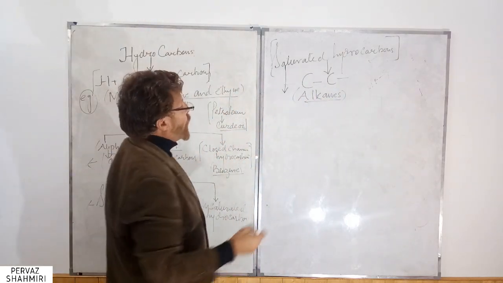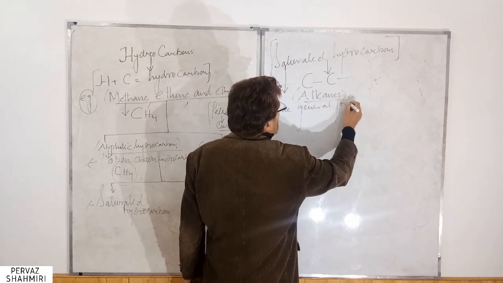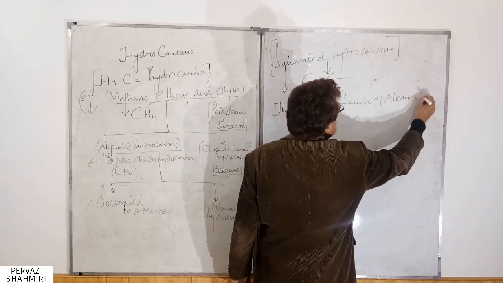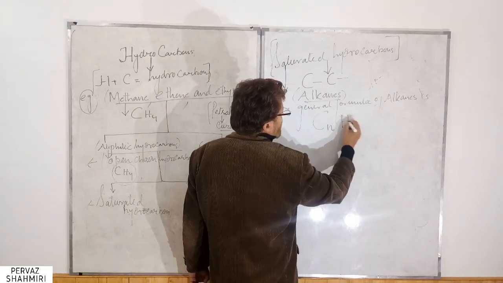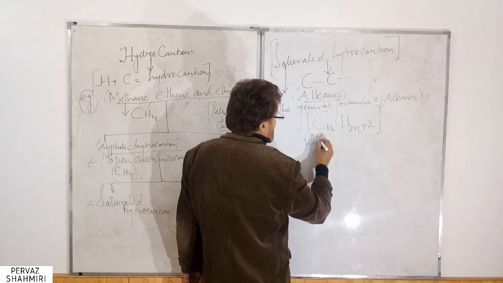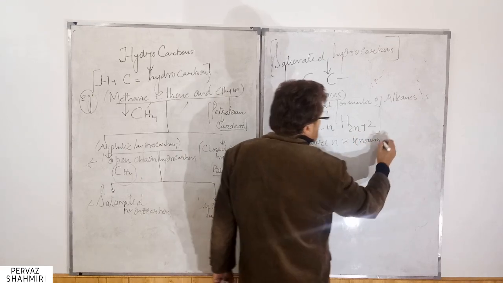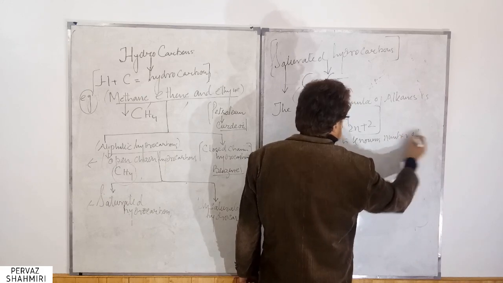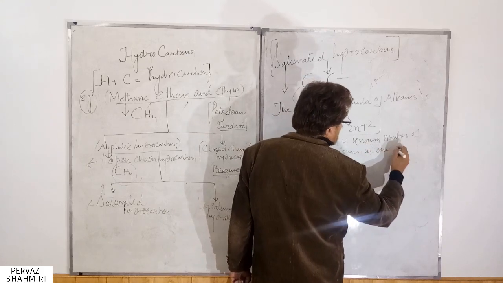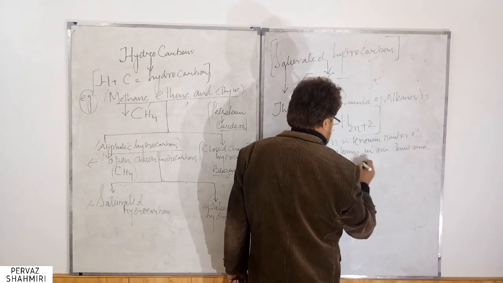And the general formula of alkanes is CnH2n+2, where n is the number of carbon atoms in one compound of an alkane.